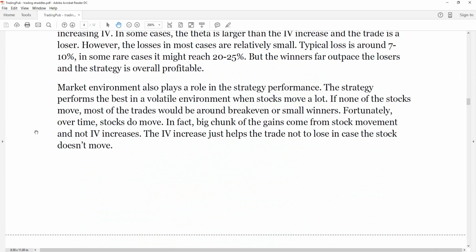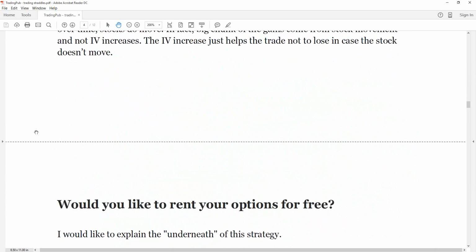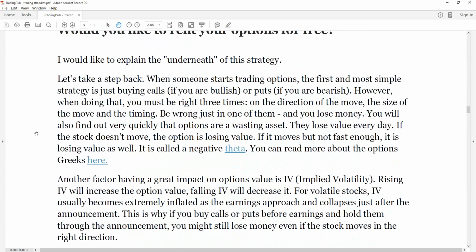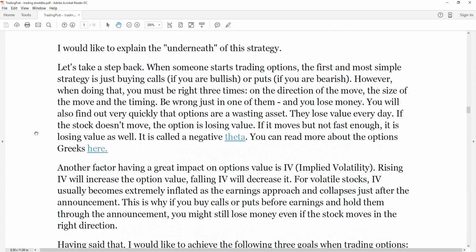Which one has more impact? It's hard to say, but again, ideally, we would like to see both IV increase and the stock moves. Now, would you like to rent your options for free? Because basically, this is exactly what we're doing with this strategy. So let's go a step back and see the real rationale behind this strategy.